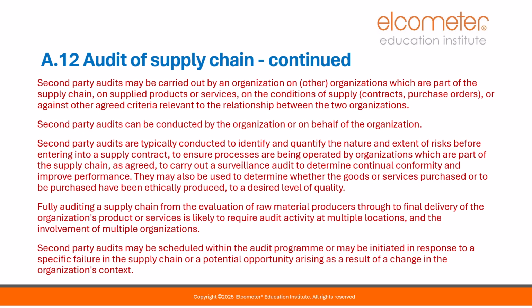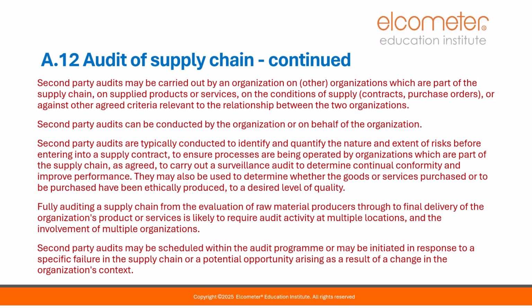Additionally, under A12, audit of supply chain, ISO 19011:2025 defined second-party audits. Second-party audits may be carried out by the organization or other organizations which are part of the supply chain on supplied products or services, on conditions of supply, such as contracts and purchase orders, or against any other agreed criteria relevant to the relationship between the two organizations. Second-party audits can be conducted by the organization or on behalf of the organization.